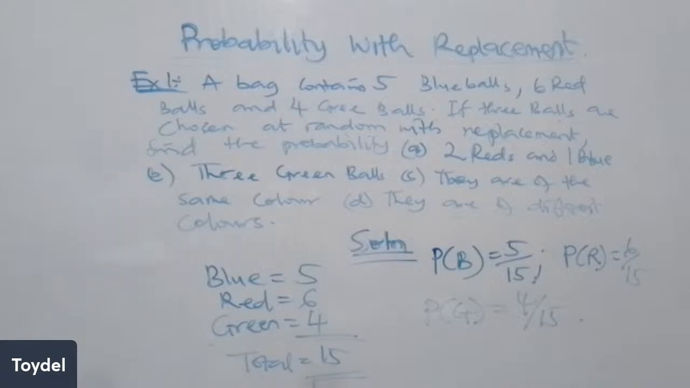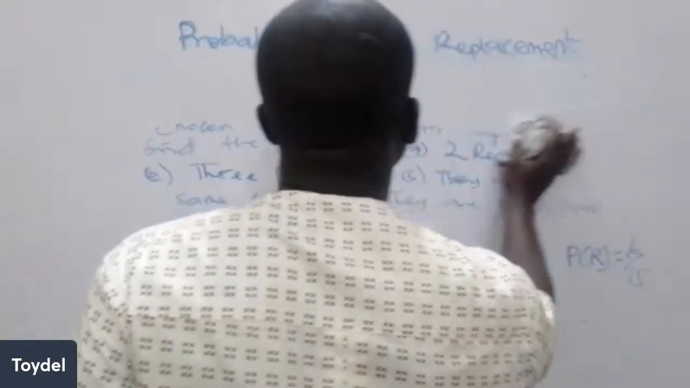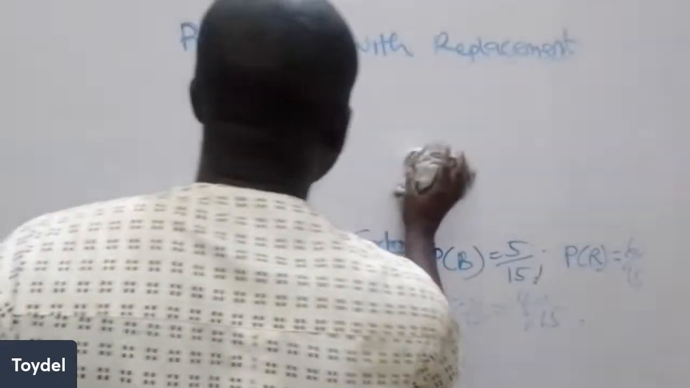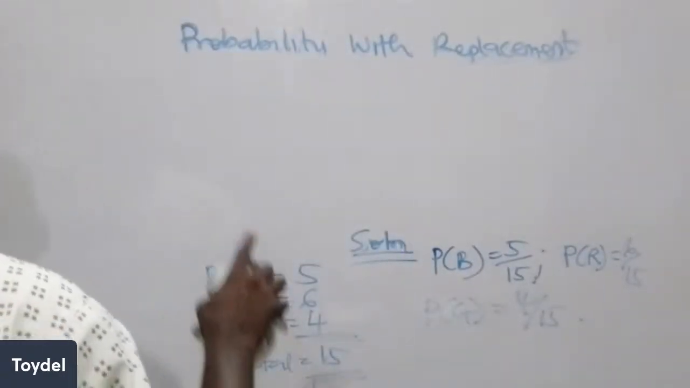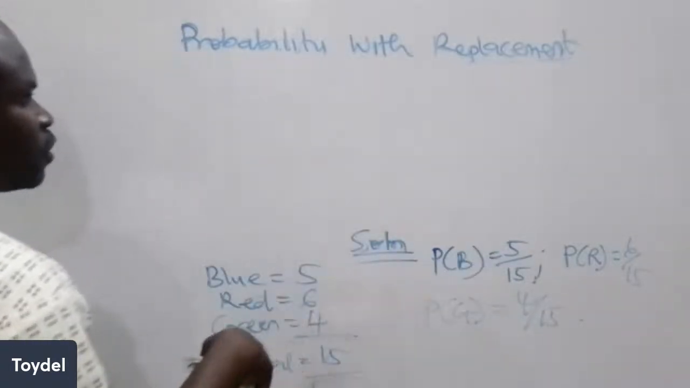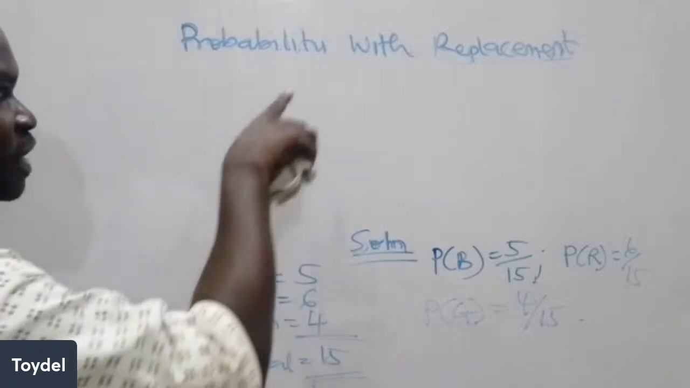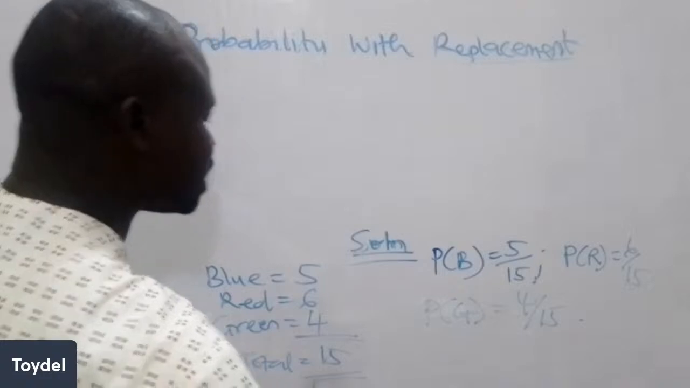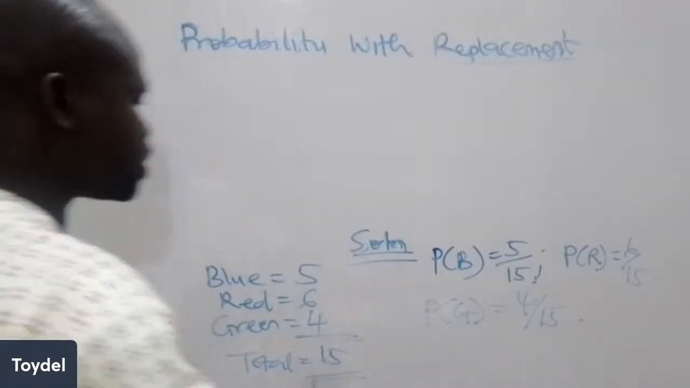We now want to take the questions one after the other. The first question says that 3 balls are chosen at random with replacement. This simply means that when we pick the first ball from the bag, and if that first ball is red, we will return the ball that we've picked before we take another one. That's the meaning of with replacement. But if it's without replacement, we pick the first ball from 15. We are left with 14. So by the time we pick the second ball, we are picking from the remaining 14.